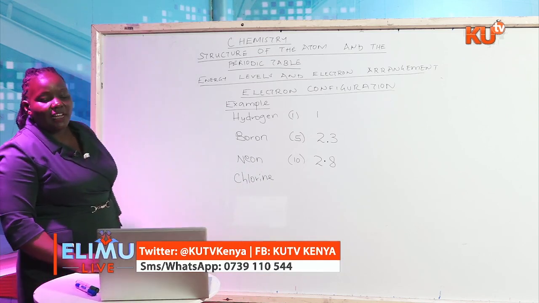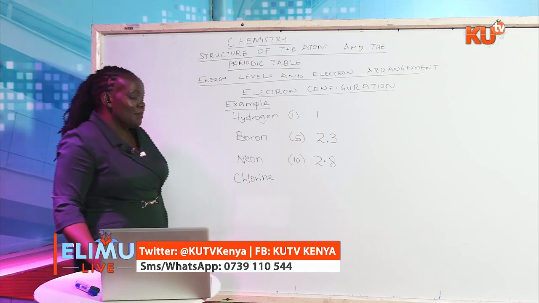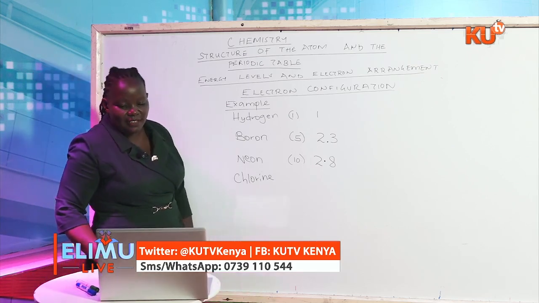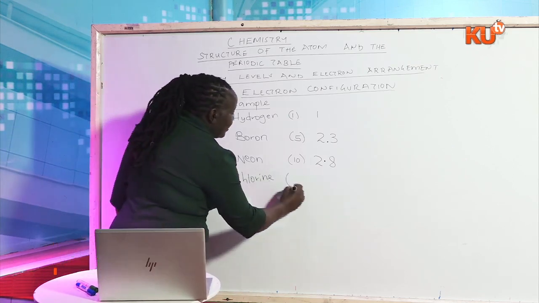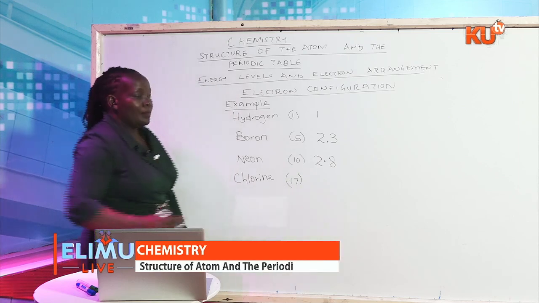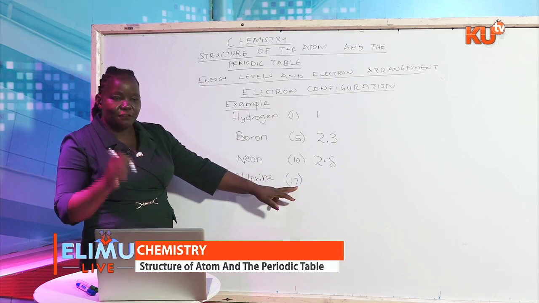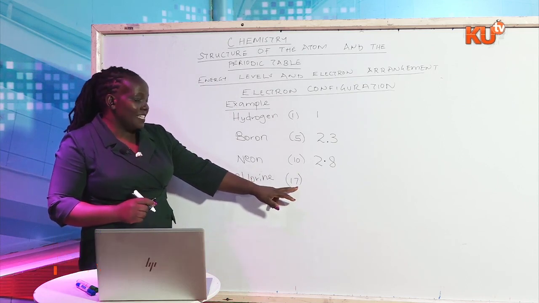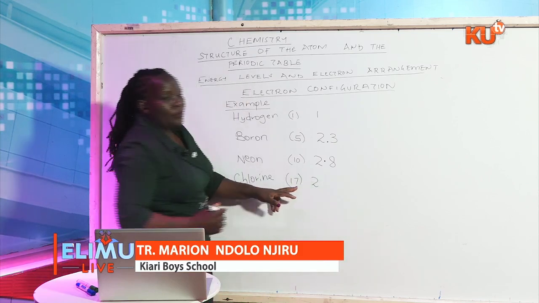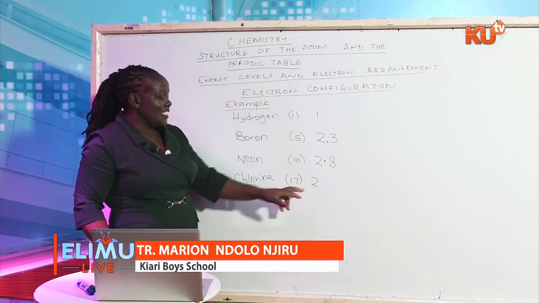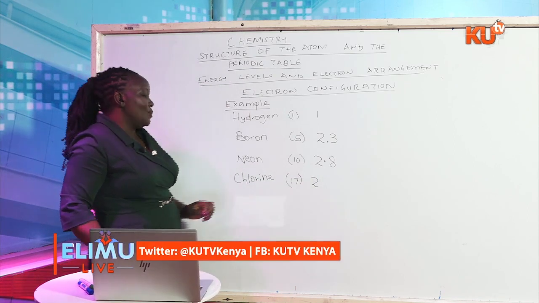What is the atomic number of chlorine? Good. The atomic number of chlorine is 17. What that means is that it has 17 electrons. Now, because it has 17 electrons, we start with the first energy level. So the first energy level will get the maximum number of electrons, which is 2. So when you subtract 17 minus 2, we are left with how many electrons? We are left with 15.